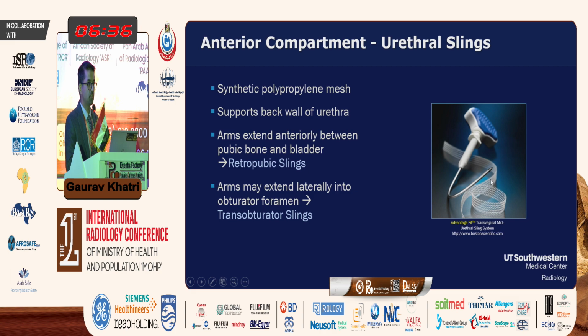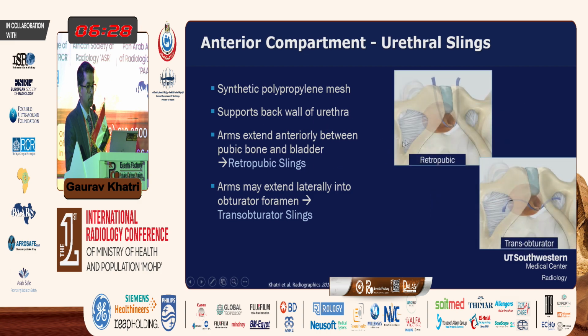And it's placed to support the back wall of the urethra, almost like a hammock. I'll show you these images here. You can see this is the ribbon of the mesh that is placed. In this particular case, the mesh is supporting the back wall of the urethra, and the arms are going behind the pubic bone, between the pubic bone and the bladder, into the retropubic fat. So this is a retropubic type of sling.